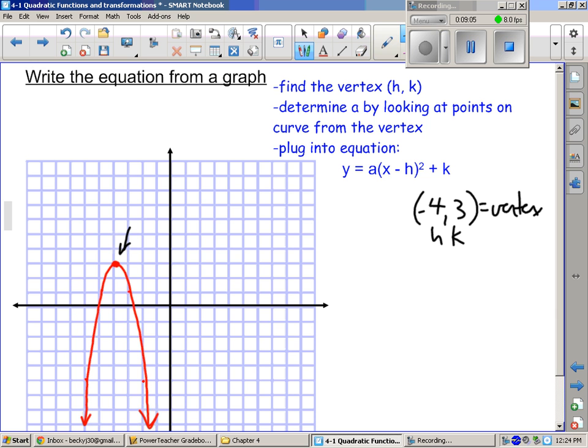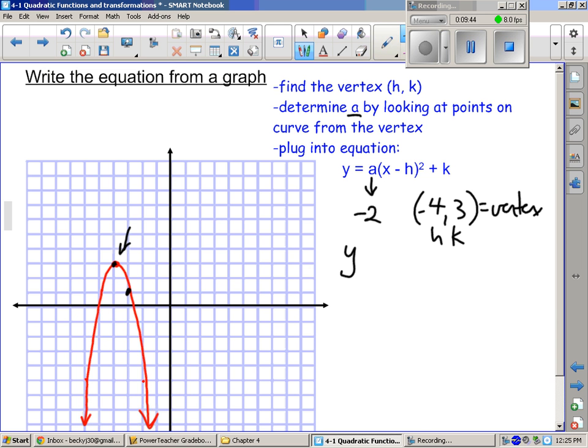And we have to determine A by looking at the points on the curve from the vertex. Normally, on a regular, everyday parabola, you're going to go over 1 and down 1, or over 1 and up 1 to get the next point. Well, this one, if I start at the vertex, I go over and then down 2. So that's a little bit of a change. Our vertical stretch now is twice as big. So that means our A is a 2. And the fact that it's upside down tells us there's a negative in front of that.